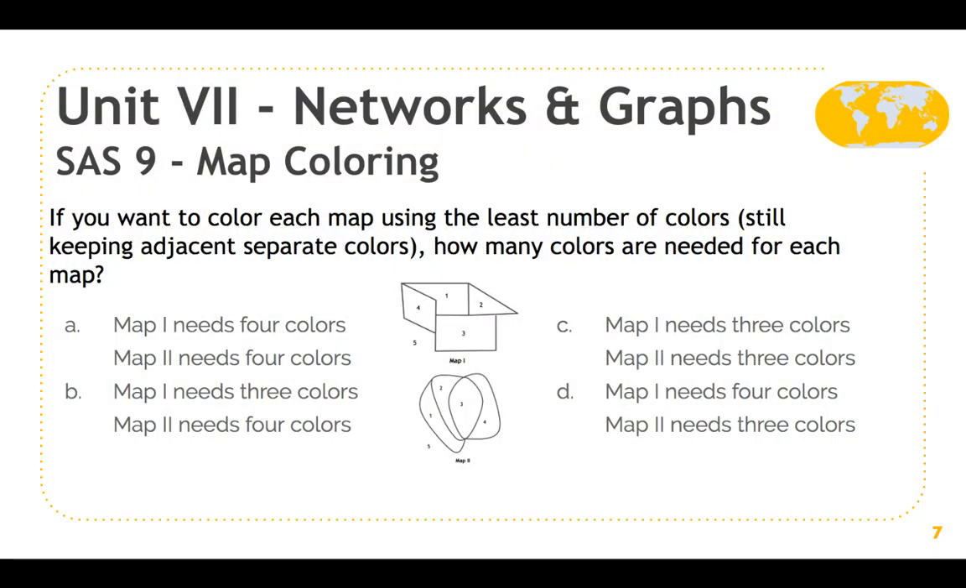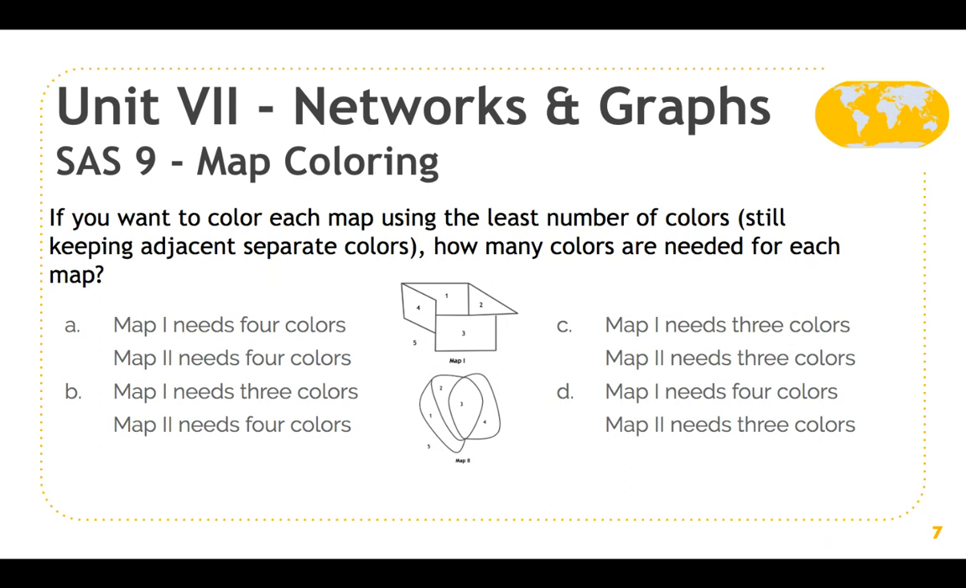All right, you want to color each map using the least number of colors, still keeping adjacent regions separate colors. How many colors are needed for each map? We just answered that question, but let's go ahead and look at it. Map 1 needs 4, map 2 needs 4. We already said no. Map 1 needs 3, and map 2 needs 4. No, I don't think that works because map 1 needs 1 extra color, doesn't it?